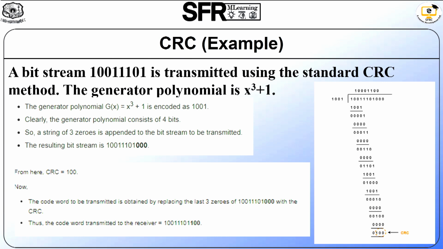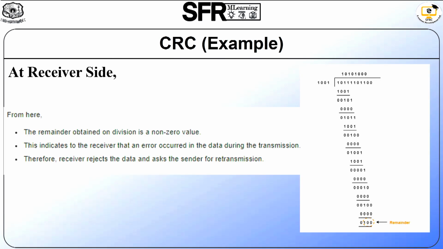Since the divisor has 4 bits, we have to add 3 zero bits at the end of the transmitted value, and we divide it using 1001. On dividing it, we get a remainder. That remainder value is the CRC value we are going to transfer. At the receiver side, the CRC-affixed value is again divided by the 1001 value.